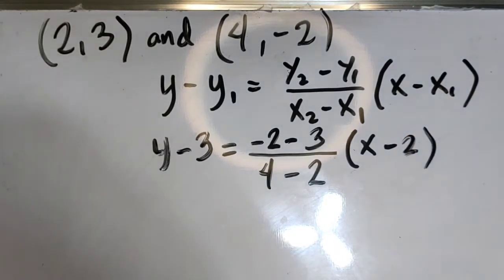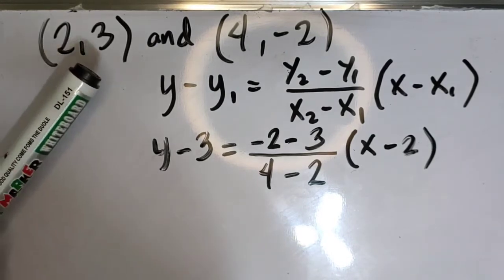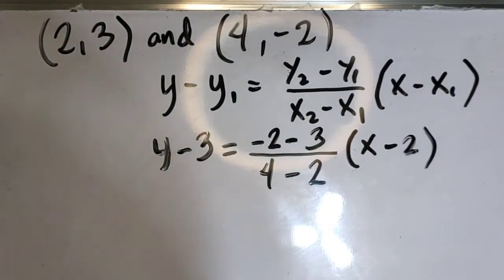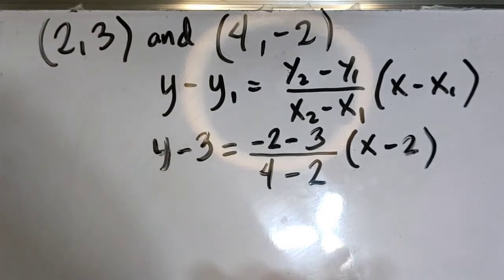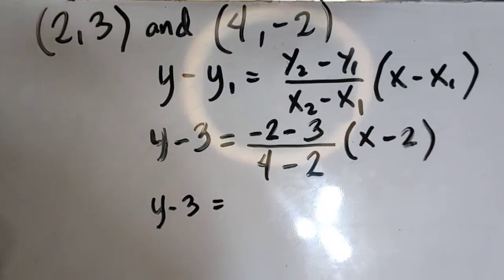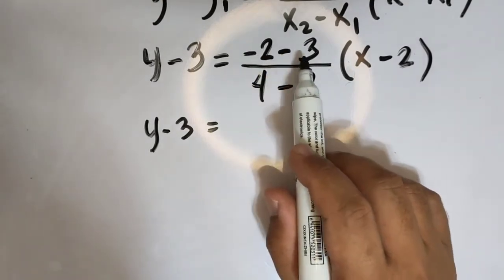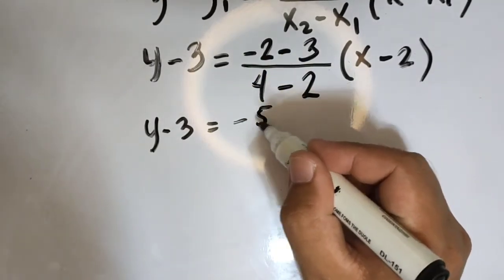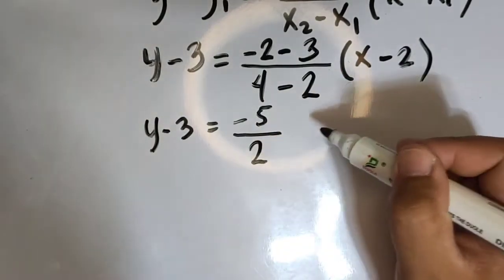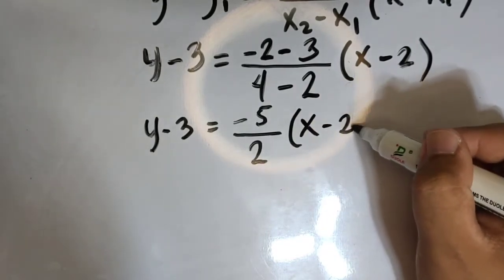Okay? So, yan ang ating substitution. Okay, we just substitute the values of our x coordinates and y coordinates. Tandaan nyo na yung y dito tsaka yung x ay hindi yan pinapalitan. Okay, pinapalitan lang natin yung mga merong subscript. Okay, so now let's simplify. We have y minus 3 is equal to negative 2 minus 3, that is negative 5, over 4 minus 2 is 2. And then we have x minus 2.